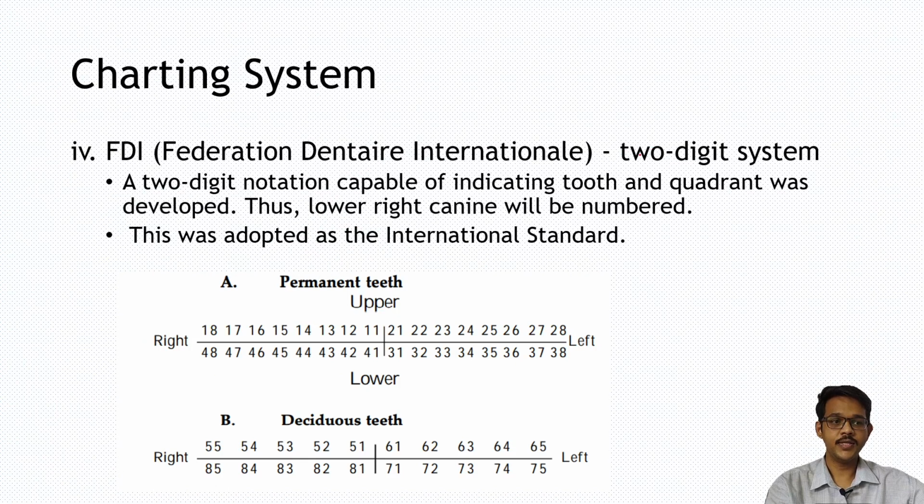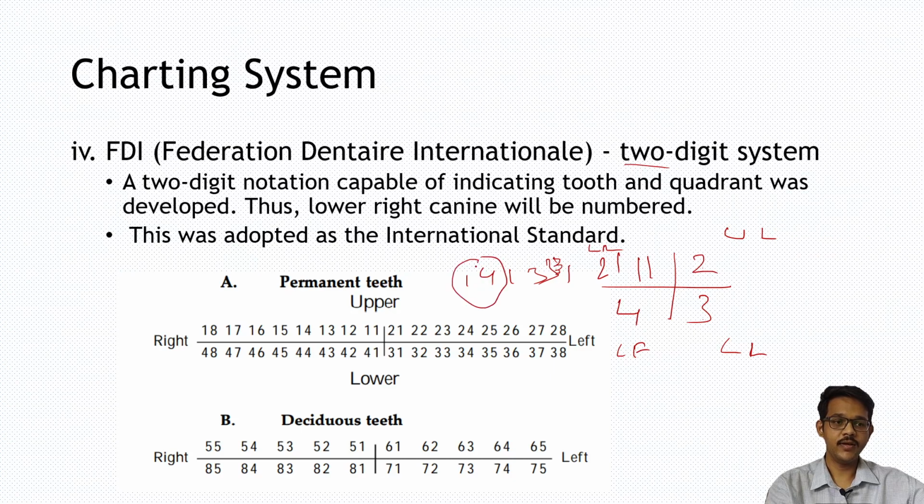Next, the FDI system is a 2-digit system. Each quadrant has a number, and each tooth is given one extra number. 1 indicates the upper right quadrant, 2 the upper left quadrant, 3 the lower left quadrant, and 4 the lower right quadrant. Then in each quadrant the tooth number follows: 1-1, 1-3, 1-4. So 1-4 indicates the fourth tooth, the first premolar. Similarly, 4-5 indicates the lower right second premolar. Similarly, the remaining teeth are given numbers 5, 6, 7, 8. This is a very uniform way of identification of teeth.